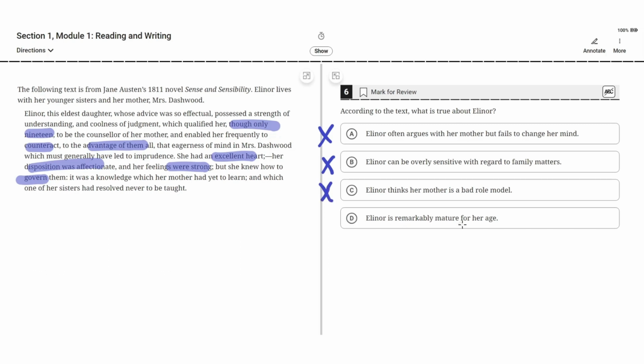D. Eleanor is relatively mature for her age. This is correct because here it lists a number of qualities of Eleanor, and then it says "though only 19," emphasizing how she was so young, but she had these mature qualities. So D is the correct option.